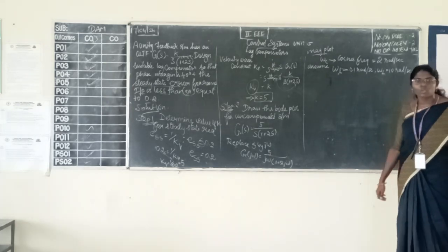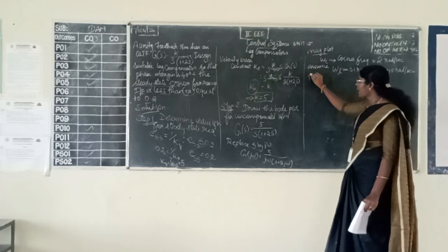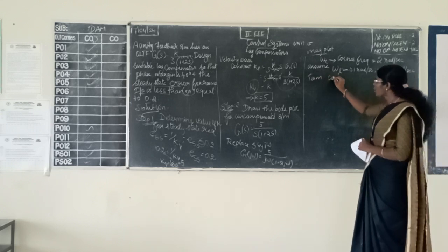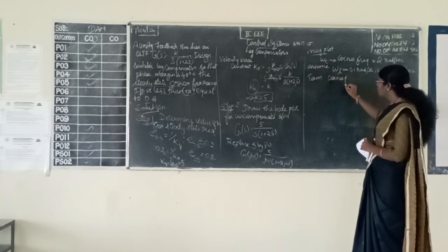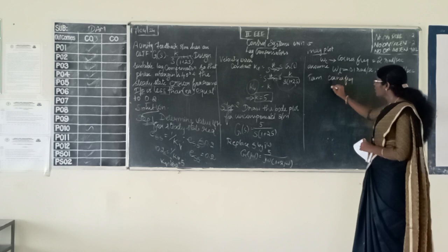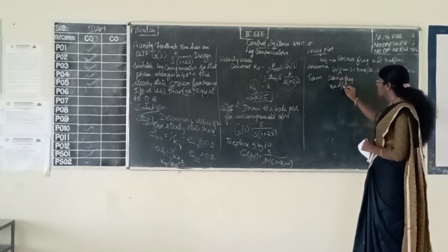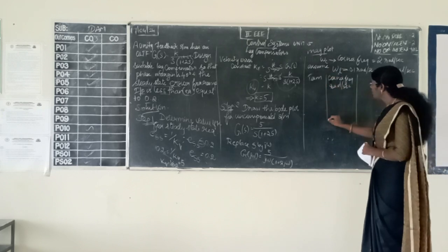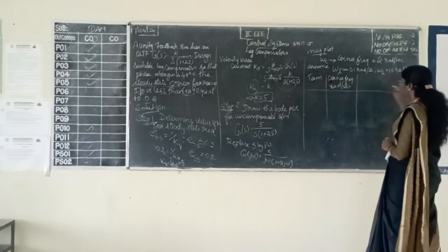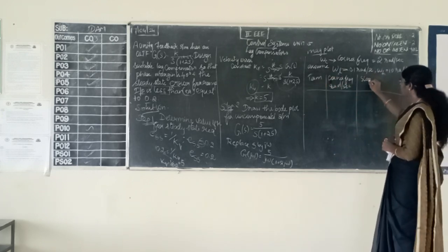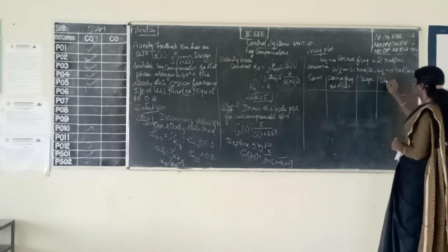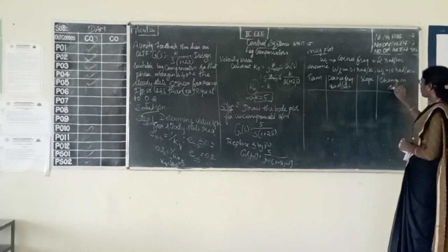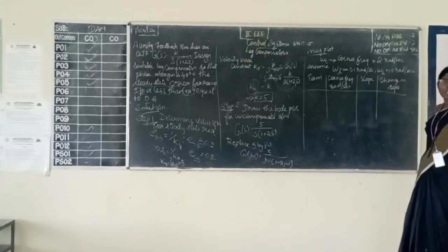Next, we have to make the tabular column for each term. Write the corner frequency in radian per second. Next, write the slope. Next, the change in slope. Do it along with me.